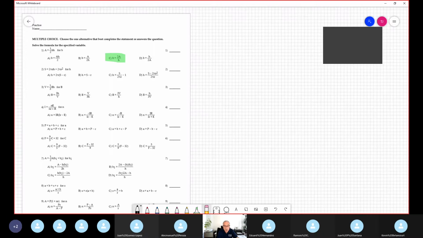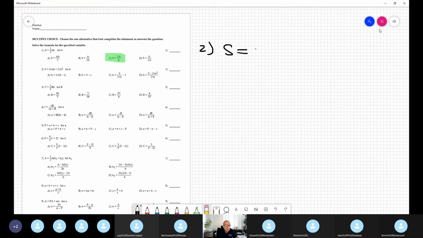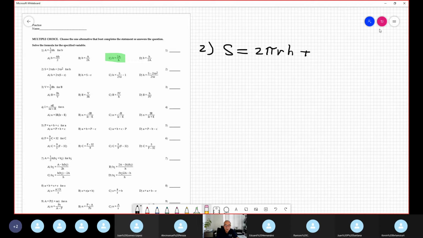Okay, let's do the second one. The second one is another literal equation, number 2. S is equal to pi r h plus 2 pi r squared. This is another geometry formula, the surface area of the circular cylinder, and you solve for h. It's the material that we need to build the circular cylinder, but it's okay. My variable of interest is h. I need to solve for h.